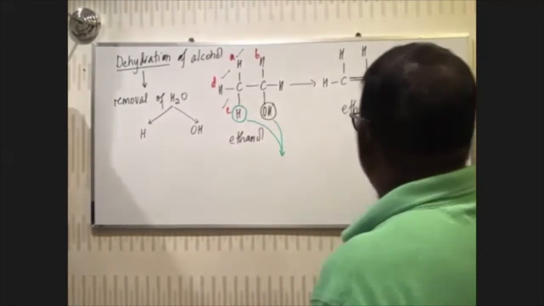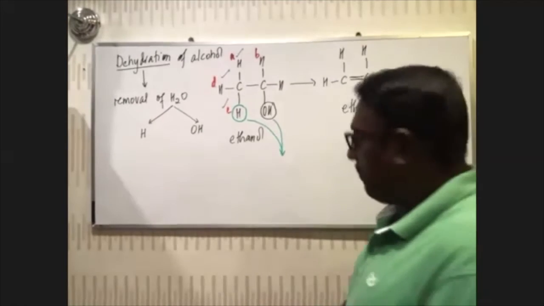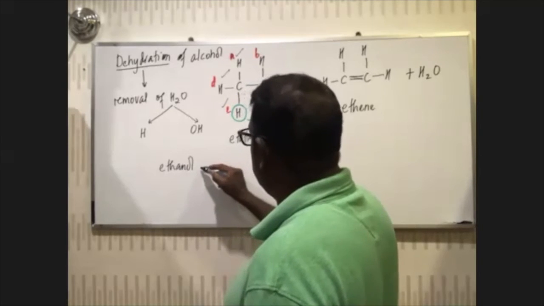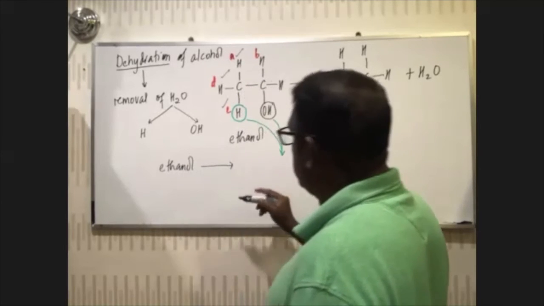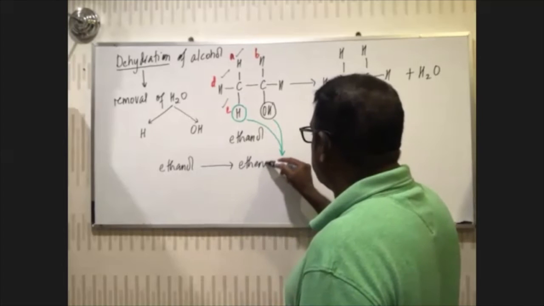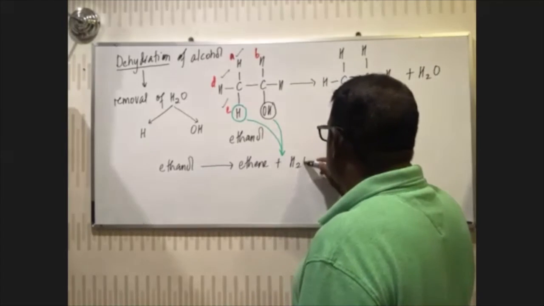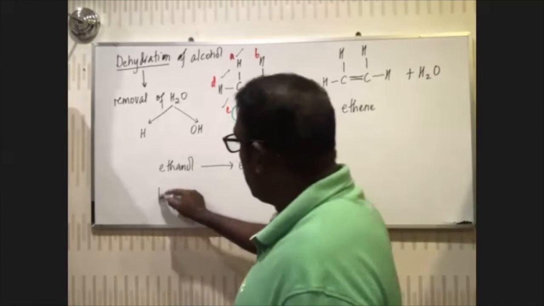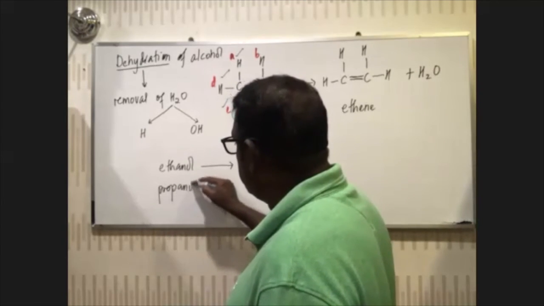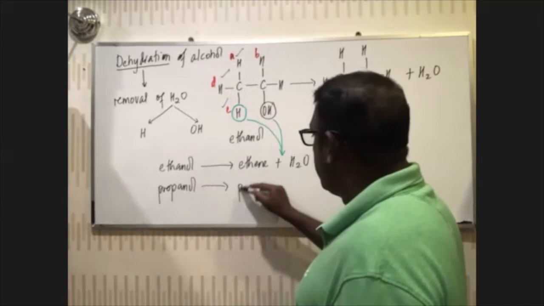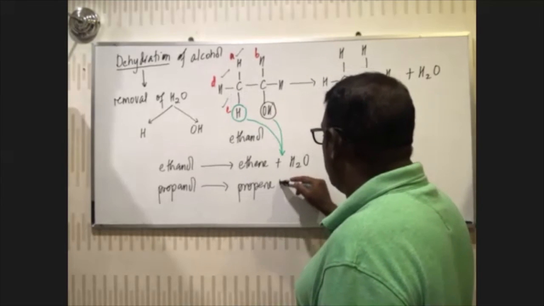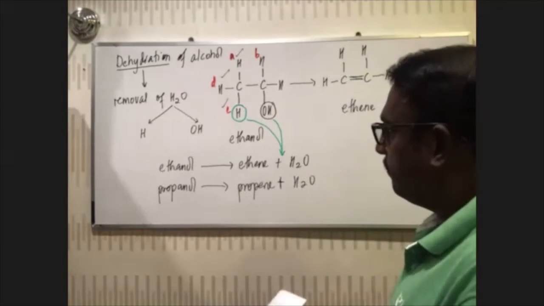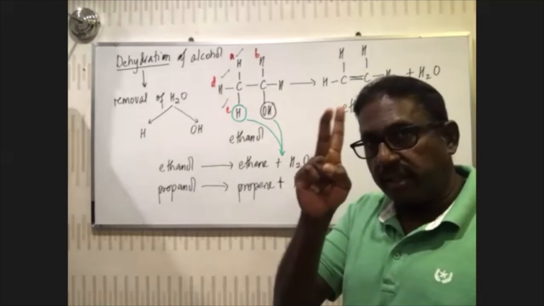Now, if ethanol undergoes dehydration, ethanol will become ethene and you get water. If propanol undergoes dehydration, propanol will become propene and you will get water. You can see the trend, although we are going to work on it shortly. Exam pointer number 2.